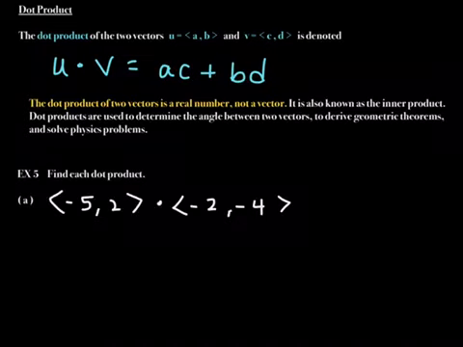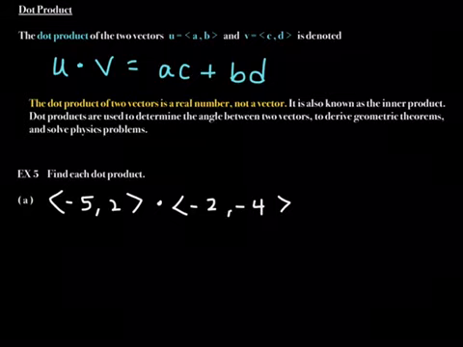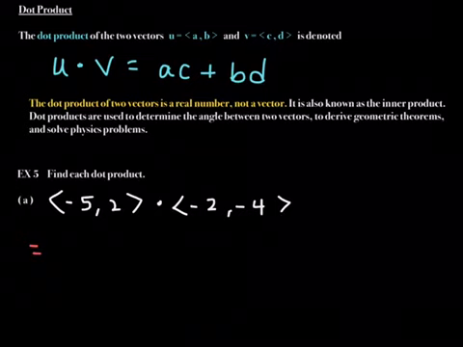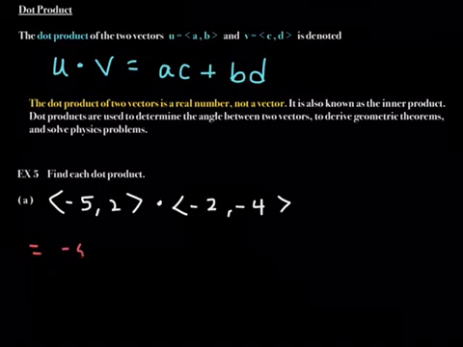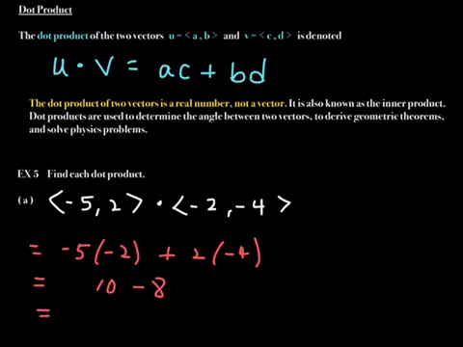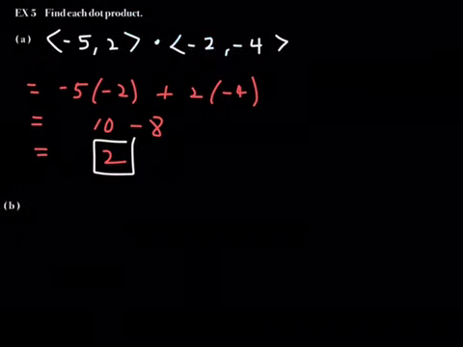So look at this example. Find the dot product of these two vectors. Now the dot product is going to be equal to the sum of the products of their first components, called the horizontal components, and their second components, which are called the vertical components. In other words, it'll be equal to -5 times -2 plus 2 times -4, which is +10 minus 8. So the dot product of these two vectors is 2. Cool, that was simple enough.